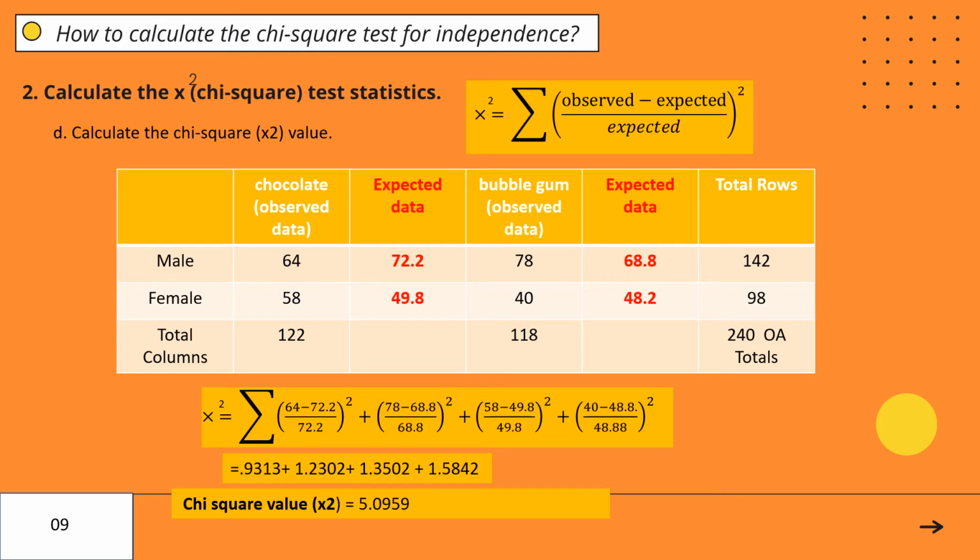And if you continue that, you should get 0.9313. So continue the process until you get all the data, and don't forget to sum it up. Your chi-square value should be 5.0959 if you use this example table.